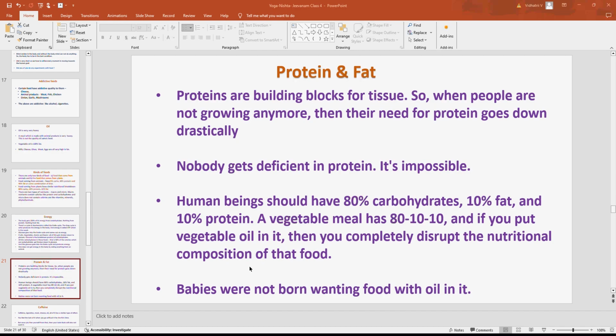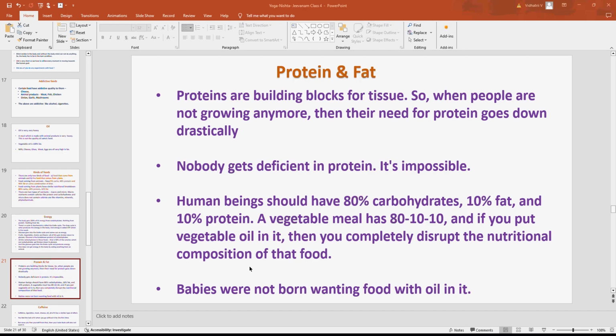Okay, so then we said, what about protein and fat? The vegetables and plants have 10% protein, 10% fat. On the other hand, animals have 60% fat and 40% protein. So the question is, does the body need protein and fat?